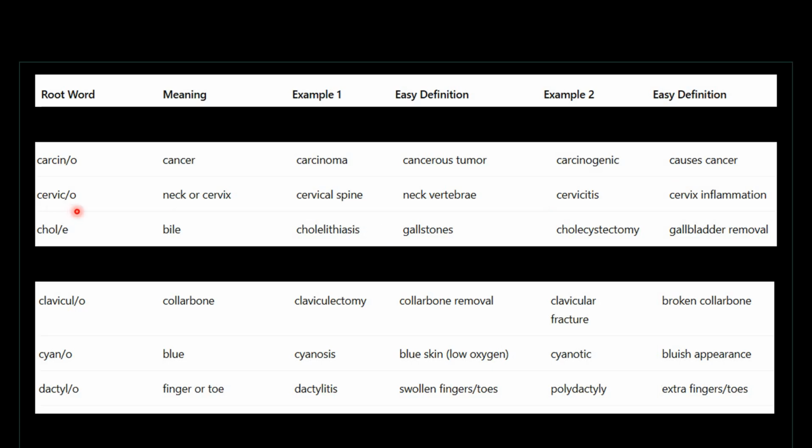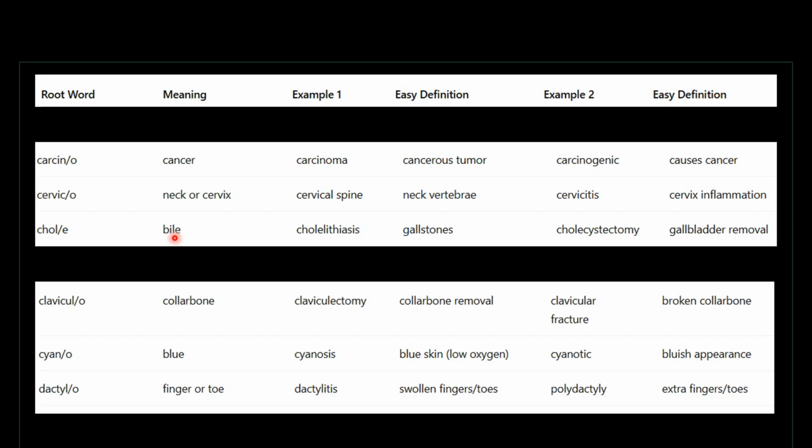Then we have cervic or cervico, neck or cervix. So cervical spine, you can see, is a good example for this, which is the neck vertebrae. Then we have cervicitis. Cervicitis means cervix inflammation. For itis we already know about the things, so it is related to inflammation. Okay, cervicitis. Then next we have col or chole, which is denoting bile.